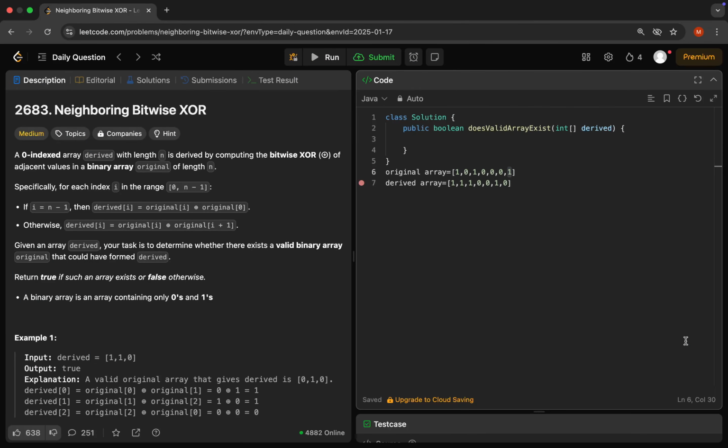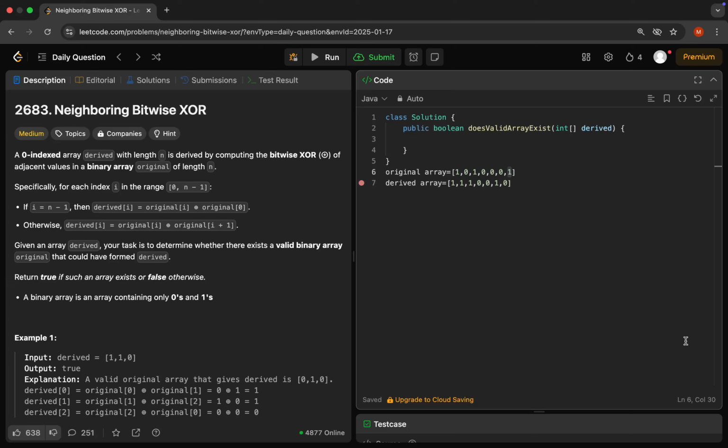Today we are going to solve question number 2683. It is a LeetCode medium problem. The question name is Neighboring Bitwise XOR. What the question is saying is that there is a derived array of length n, and how is it derived?